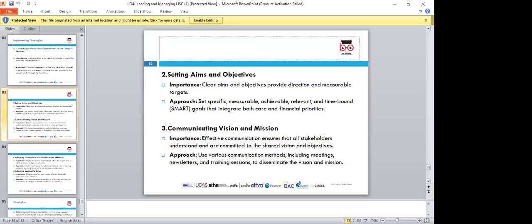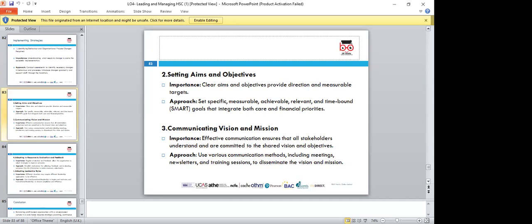When you set your aims and objectives, what does it do? Clear aims and objectives provide direction and measurable targets. One approach we know about is using SMART goals: specific, measurable, achievable, relevant, and time-bound goals that integrate both care and financial priorities. SMART goals can be used to achieve your aims.